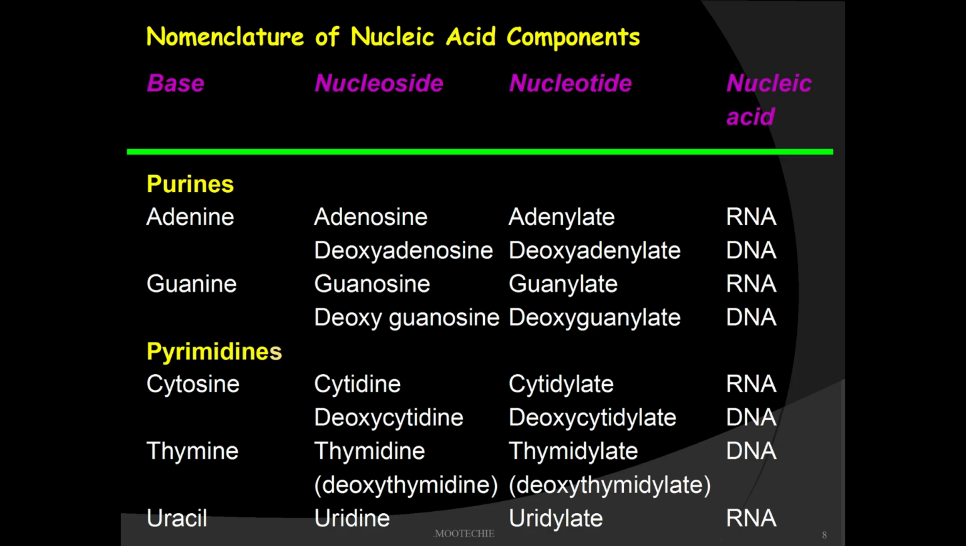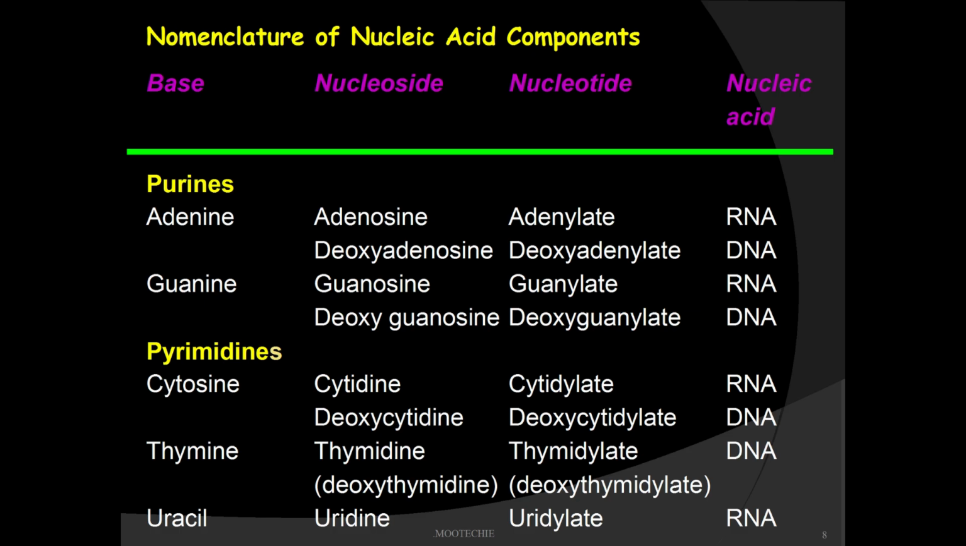For the purines, adenine becomes adenosine in RNA and deoxyadenosine in DNA. Their nucleotides are adenylate and deoxyadenylate. Guanine becomes guanosine in RNA and deoxyguanosine in DNA. Their nucleotides are guanylate and deoxyguanylate.